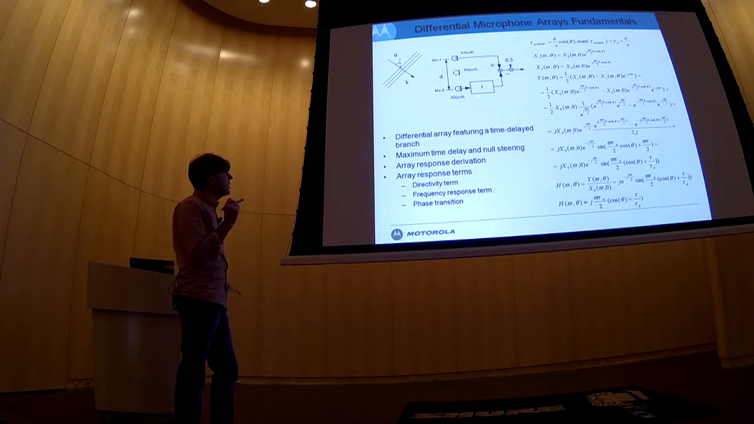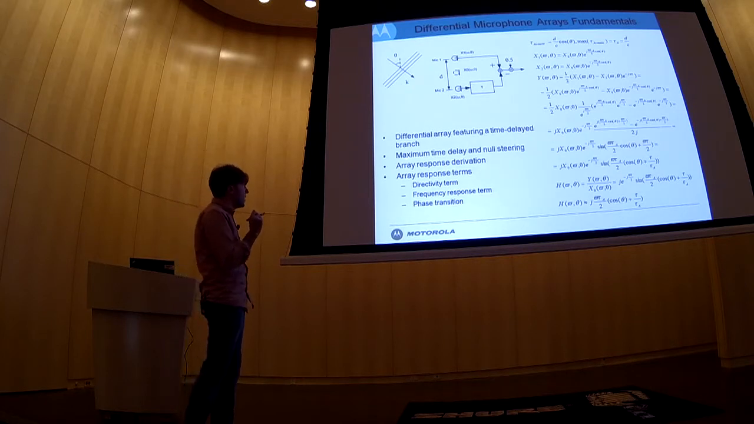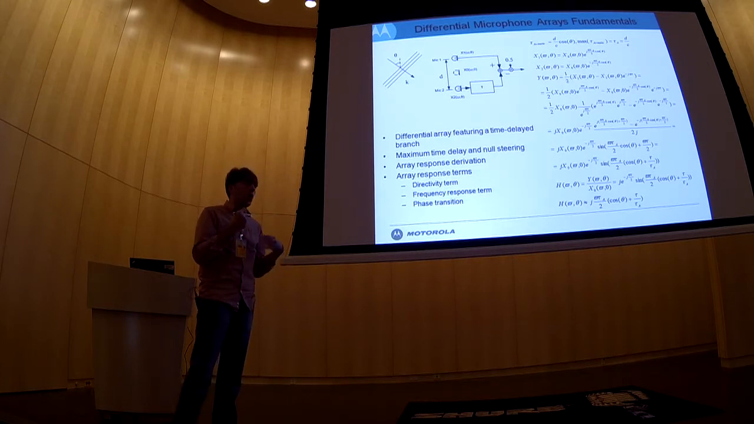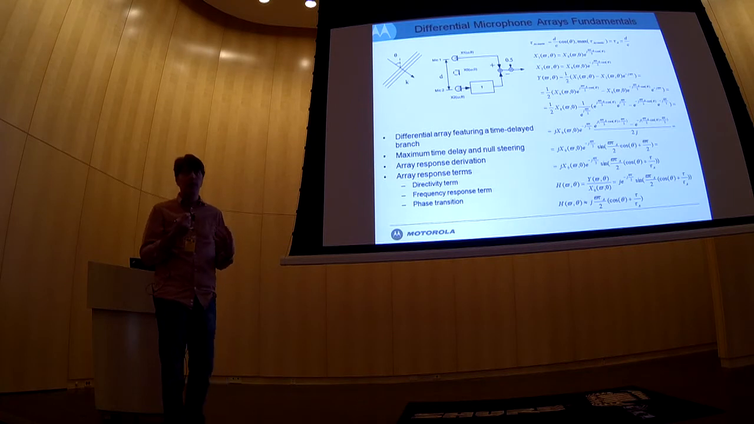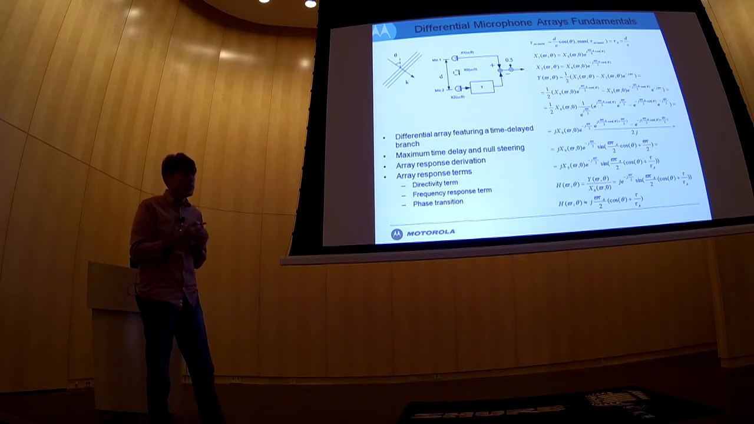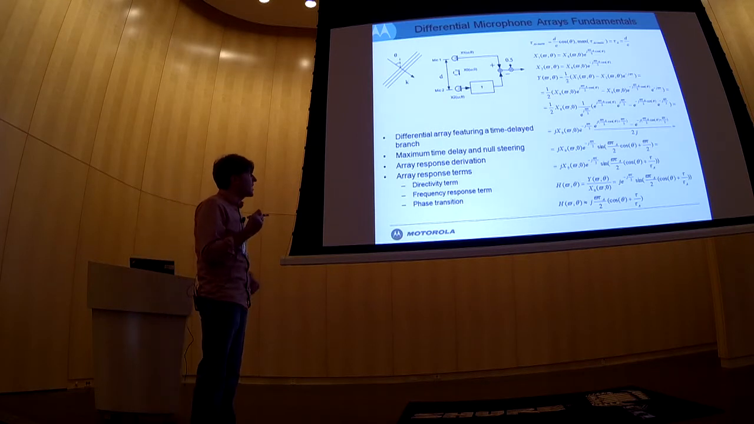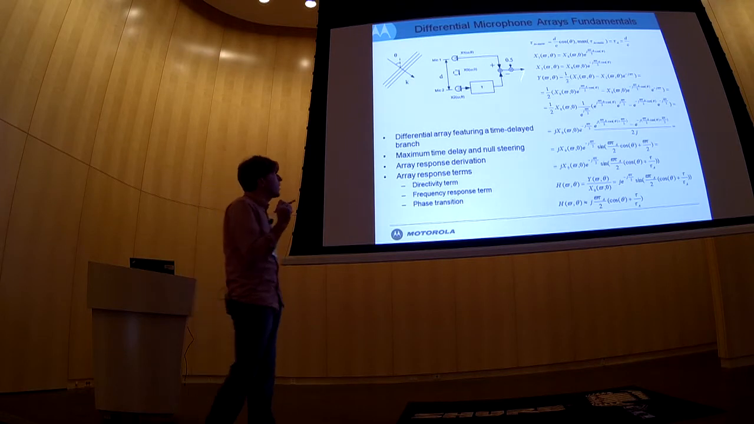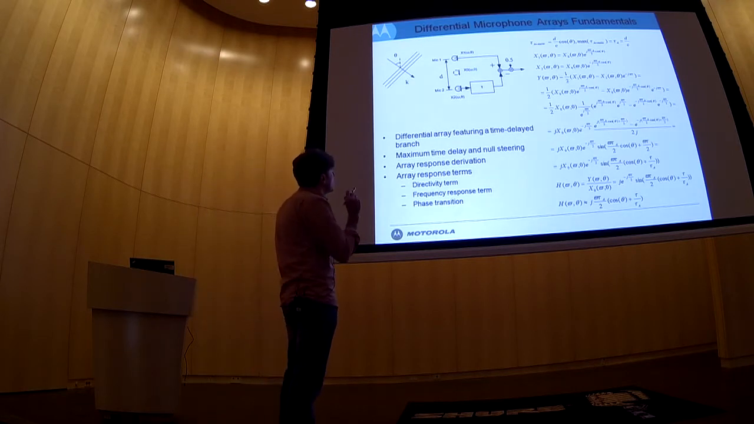So let's see. We'll look at the derivation of the response of the array in a little bit. But basically, the goal of this would be to show the array response in terms of a directivity and frequency term, which would explain why and how we can design arrays with desirable directivity, and what we do about its on-axis response. And now let's look at this a little bit intuitively.